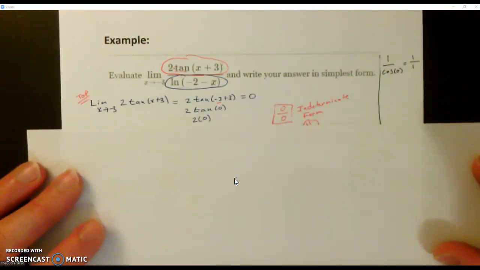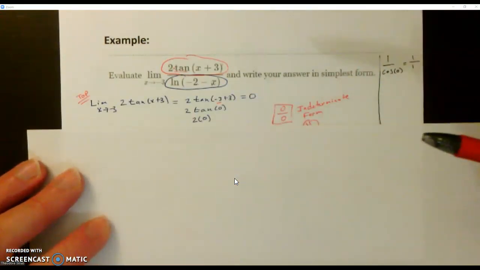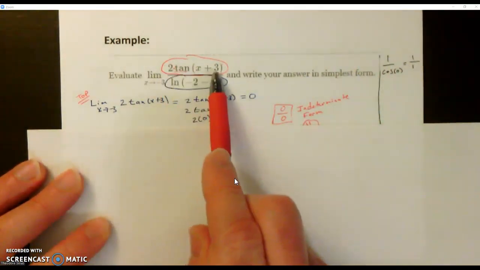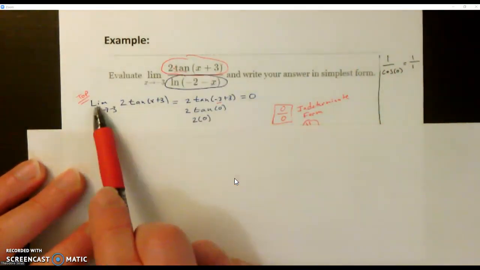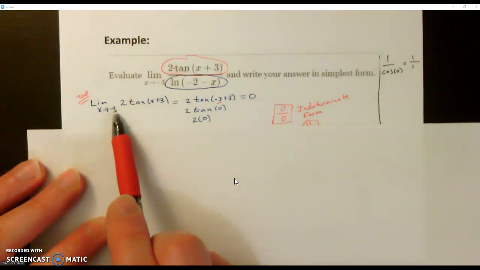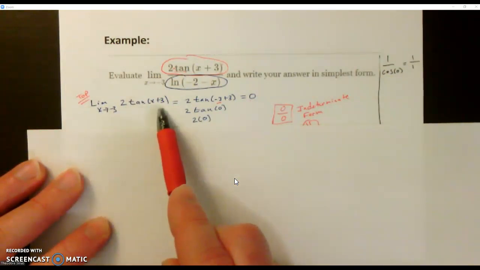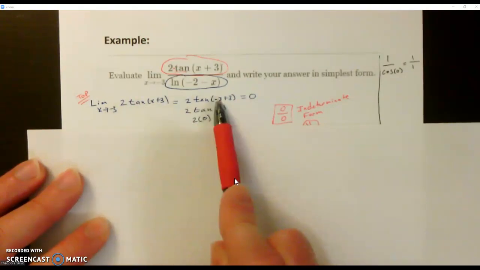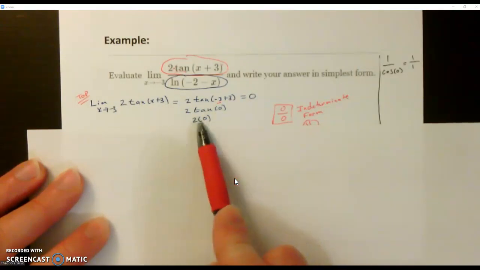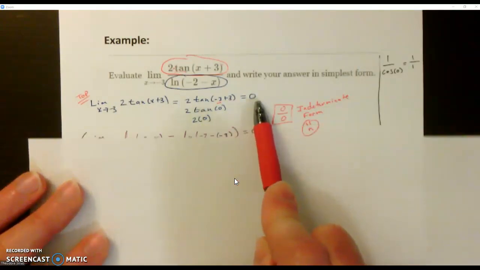What we're going to do is evaluate, and this is the proper notation, so watch what I'm doing. You have to take the top limit, the limit of the numerator, and write that out. So the limit as x goes to -3 of the entire top part. Then we're going to do substitution. I'm just going to plug -3 in for x. We get tangent of 0. We know that tangent of 0 is 0, so the top goes to 0.